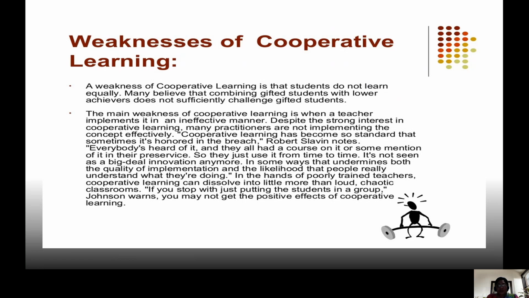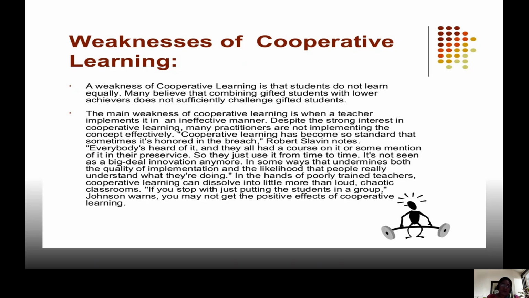So the main weakness of cooperative learning is when a teacher implements it in an ineffective manner. Despite the strong interest in cooperative learning, many practitioners are not implementing the concept effectively. Cooperative learning has become a standard that is sometimes just honored in name, as Herbert Slavin notes. Everybody's heard of it, and they all have a course on it or some mention of it in their pre-service. So they just use it from time to time. It's not seen as a big innovation anymore.